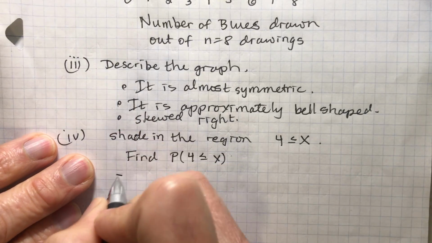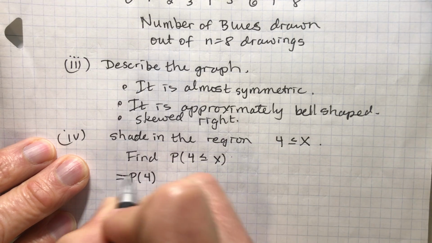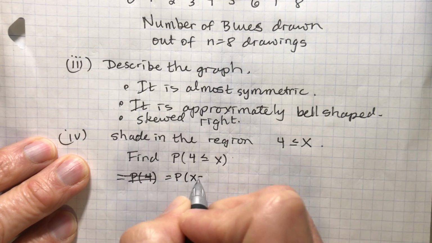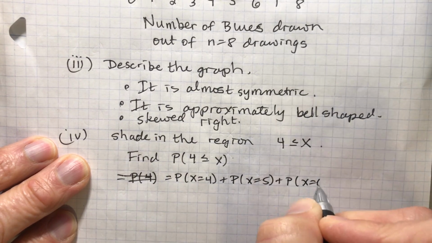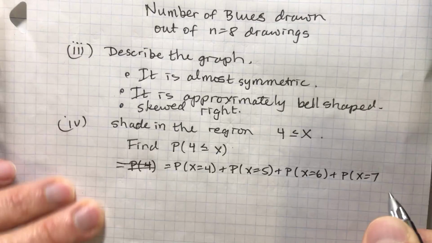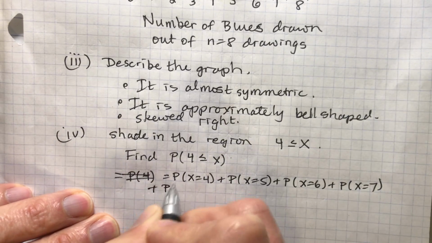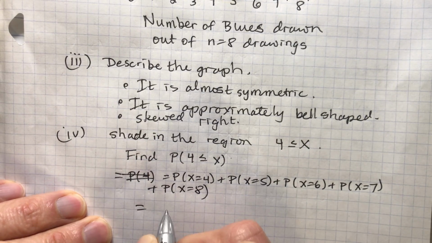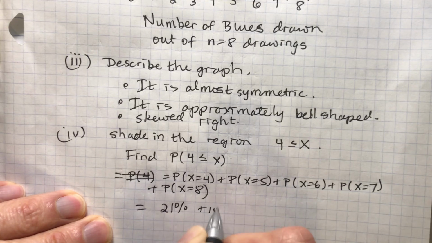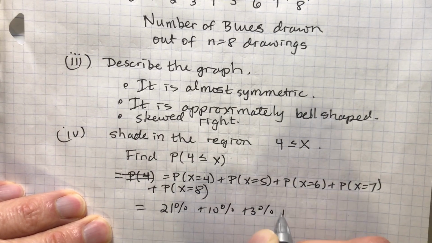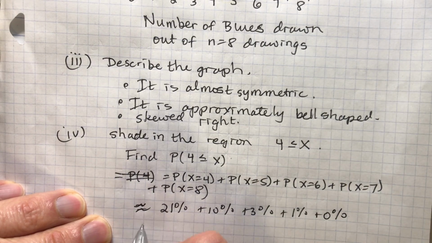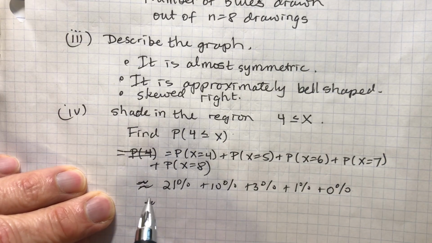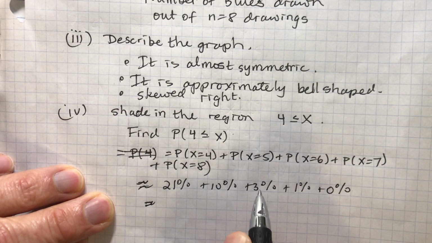So we're going to find the probability that we get 4 or more blues when we draw 8 times. Well, this is the probability x equals 4 plus probability x equals 5 plus probability x equals 6 plus probability x equals 7 plus probability x equals 8. And this is going to be 21% plus 10% plus 3% plus 1%, and this is not equals, it's approximately equal, plus 0%. And then there's a question whether it's worth my trouble to take the calculator out or do it in my head. 21 plus 10 is 31, plus 3 is 35%.